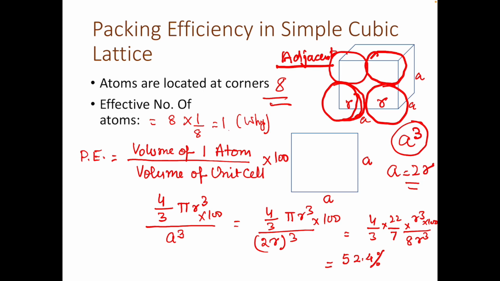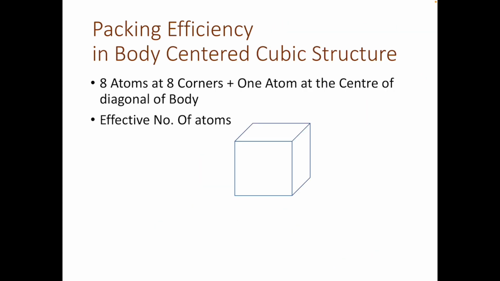Now we shall further calculate what the packing efficiency is in a body-centered cubic structure, BCC. In a body-centered cubic structure, 8 atoms are present at the 8 corners and 1 atom at the center of the body diagonal.